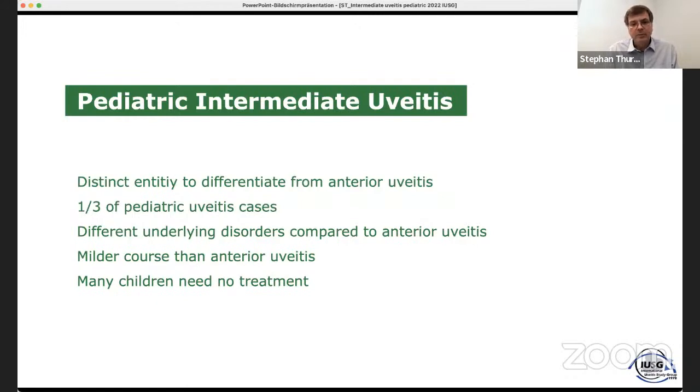Usually the course is much milder than an anterior uveitis. And fortunately, as a consequence of this, many children do not need any treatment. So there's sometimes the impression that patients with intermediate uveitis are probably a little overtreated.